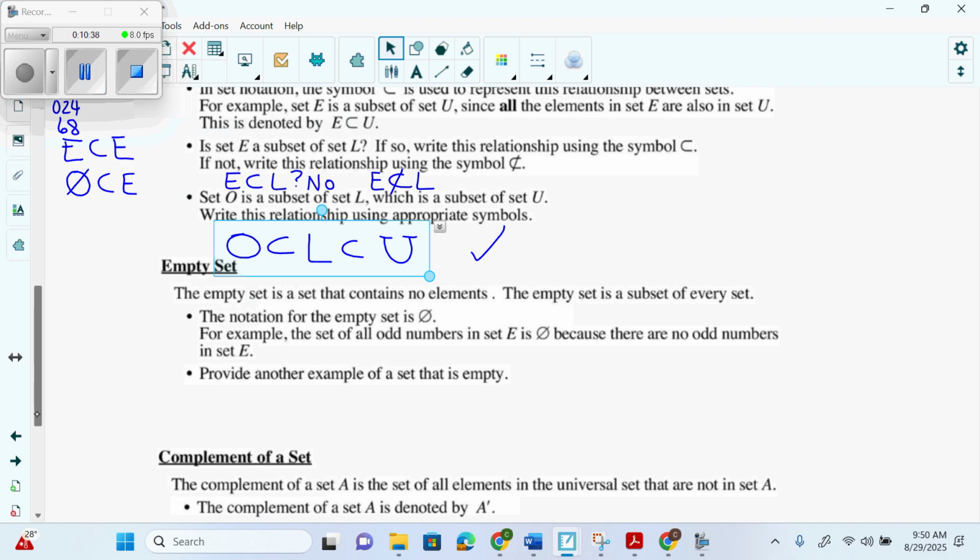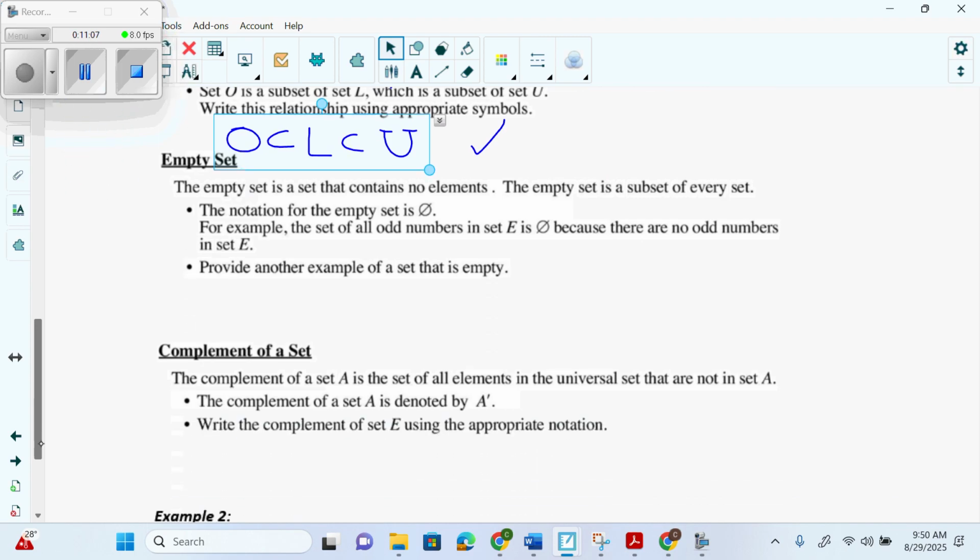The empty set. The empty set is a set that contains no elements. It's empty. That makes sense. Empty set has nothing in it. It's denoted with this 0 with a line through it. So if you look here, it shows it here too. 0 with a line through it is the empty set. How's that? For example, the set of all odd numbers in set E is the empty set. There are no odd numbers in E. Okay? We'll talk about the empty set more in a little bit.